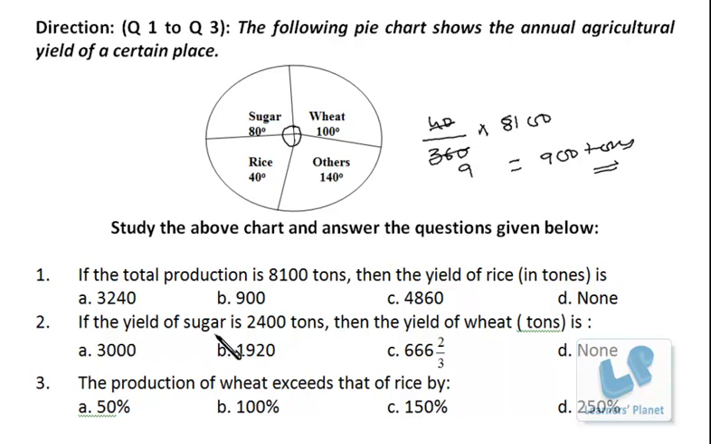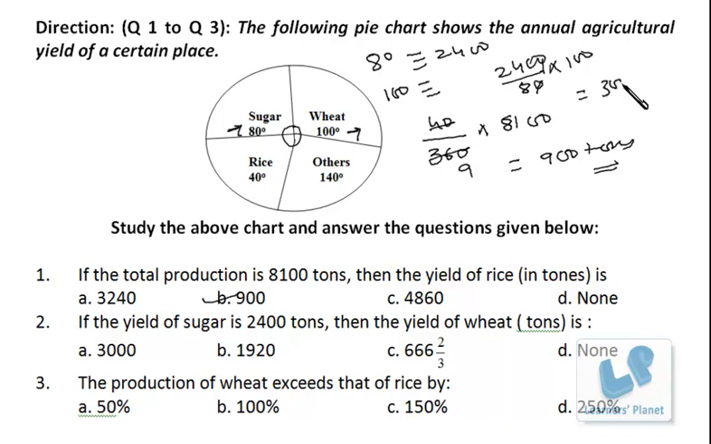Then mark the right answer. If the yield of sugar is 2400 tons, then the yield of wheat is. Now sugar is contributing 80 degree, I'm sorry, and wheat is contributing 100 degree. Now if 80 degree is 2400, then 100 degree is what? So it's quite simple. It is 3000.